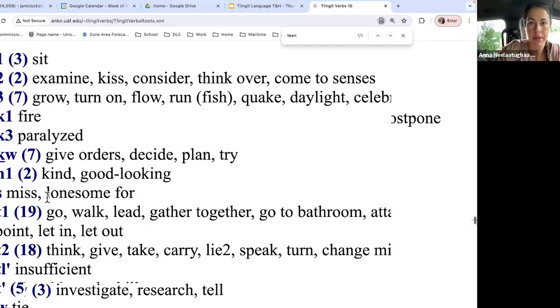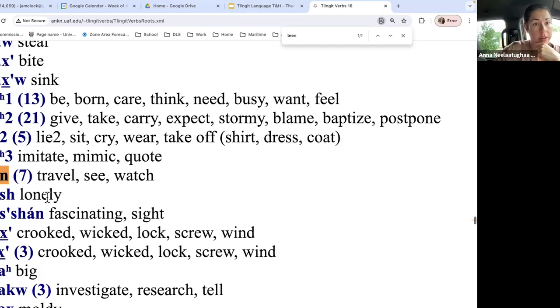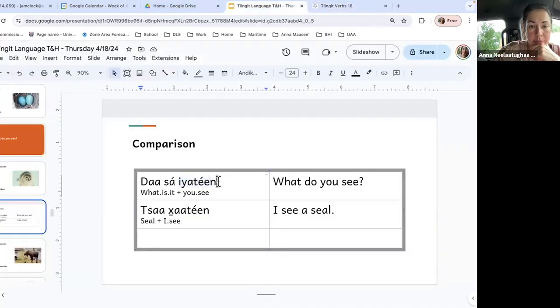So this is the online verb database by Carrie Eggleston, and she organized these verbs by their root. So when we look at this word iyatin, what we're seeing here is the last sound is teen, and that's the core meaning of to see. You'll hear it referred to as the verb root.